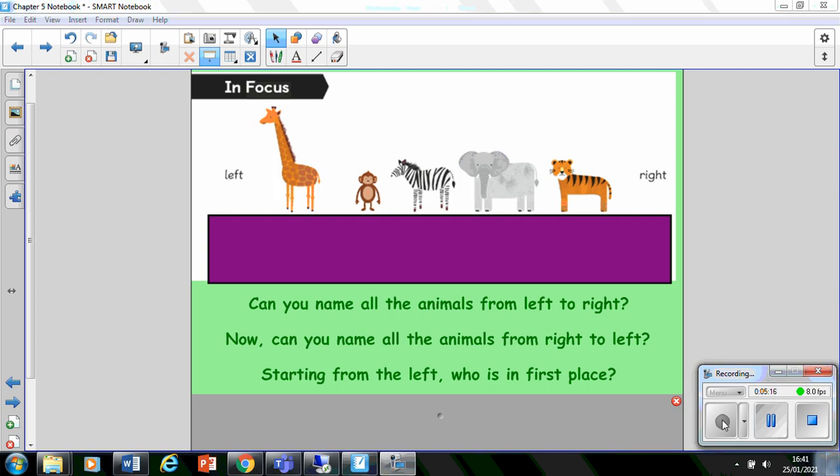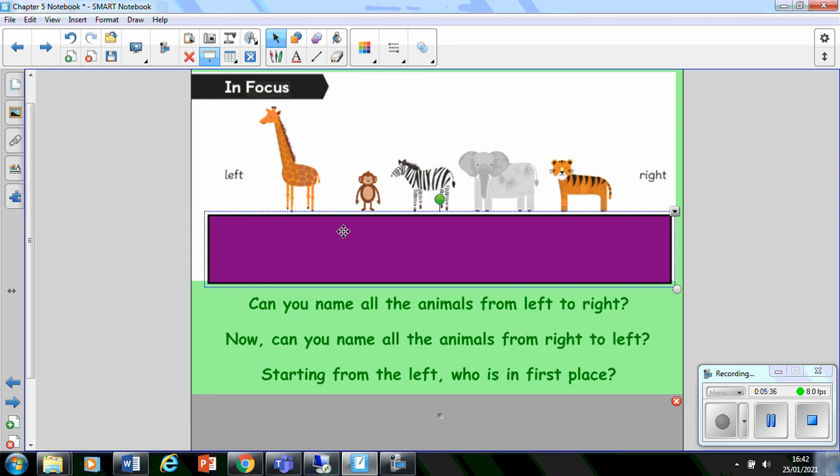Excellent. Now that you're back, can you tell me, starting from the left, who was in the first place? So did you check in the part on your hands which hand makes the letter L? Absolutely. That is the left, okay, over there. And the first animal there is the giraffe. Well done. So let's have a look.